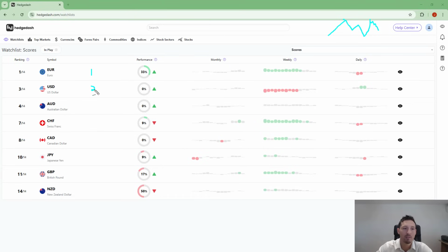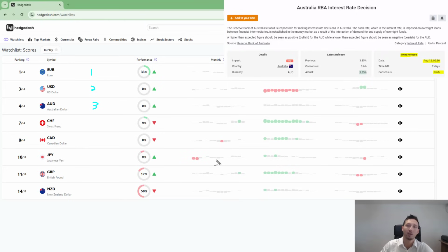I do also favor the US dollar to the long side. We'll be looking at those primarily after CPI next week. And also the Aussie to the upside is my third currency that I'm going to be looking at next week. Now we have the RBA on Tuesday, so just bear in mind, I'm personally going to be looking at trading the Aussie pairs after Tuesday.